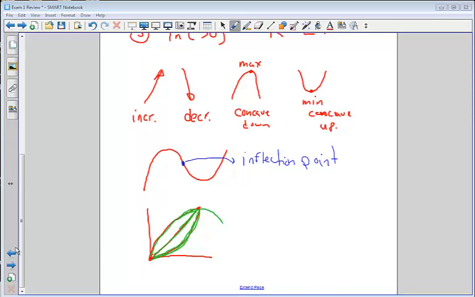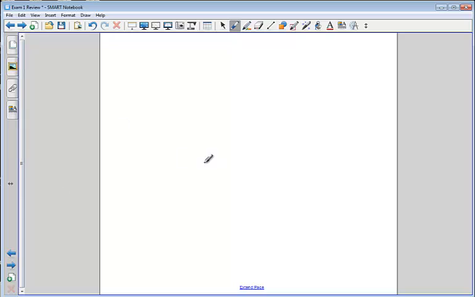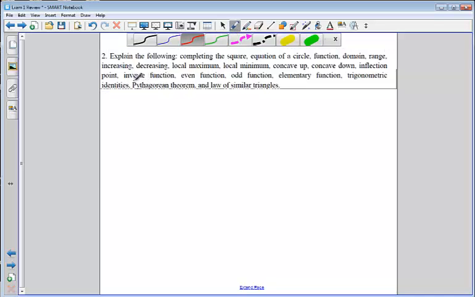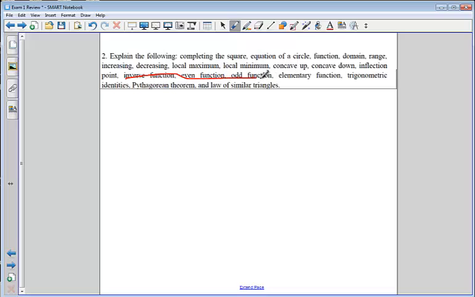The next thing we want to talk about are the inverse functions, even functions, elementary functions, and odd functions. So let's talk about all these, because they kind of go together. All right, so once we have this basic understanding of functions, you put something in, you put something out, we come to this idea of elementary functions.